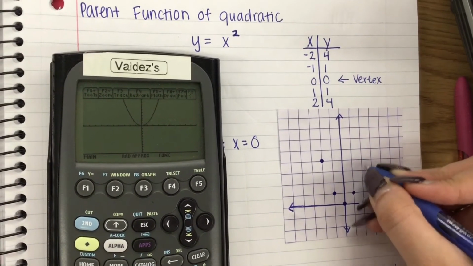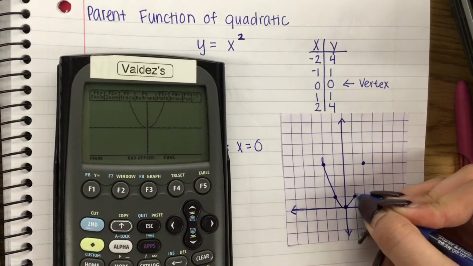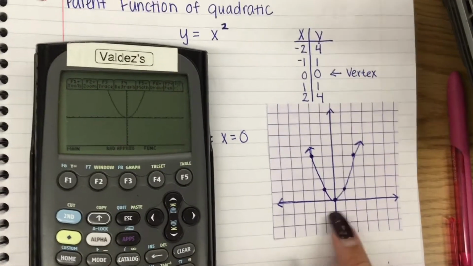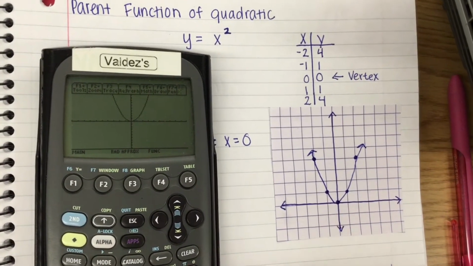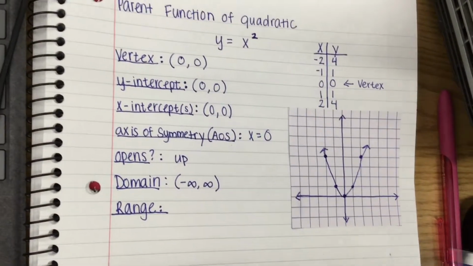This is what those points look like on a graph. So we can see that nice, pretty U shape of that parabola. We can see that it opens up. We can see our x and y intercepts. The axis of symmetry here is our y-axis. So we can see that that graph is symmetrical on either side of that y-axis.